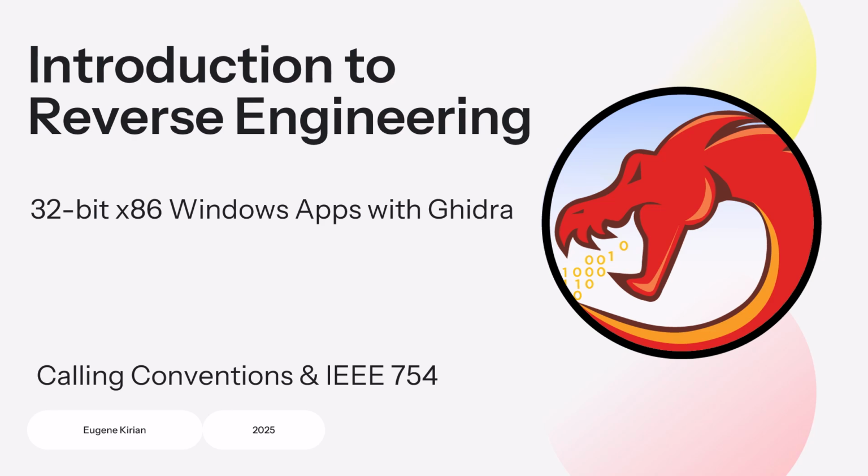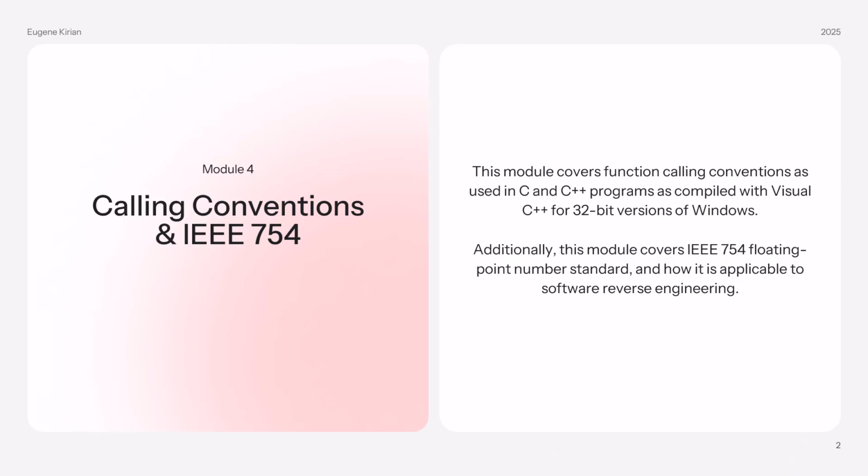Let's dive in. In this module, we are going to explore how C and C++ programs compiled with Visual C++ 6 for 32-bit Windows handle function calls. We will also explore the IEEE 754 floating point number standard. You might wonder what floating point numbers have to do with reverse engineering. The truth is, many programs rely heavily on floating point operations, and knowing how these numbers are represented in memory and in binary files can be a huge time saver.